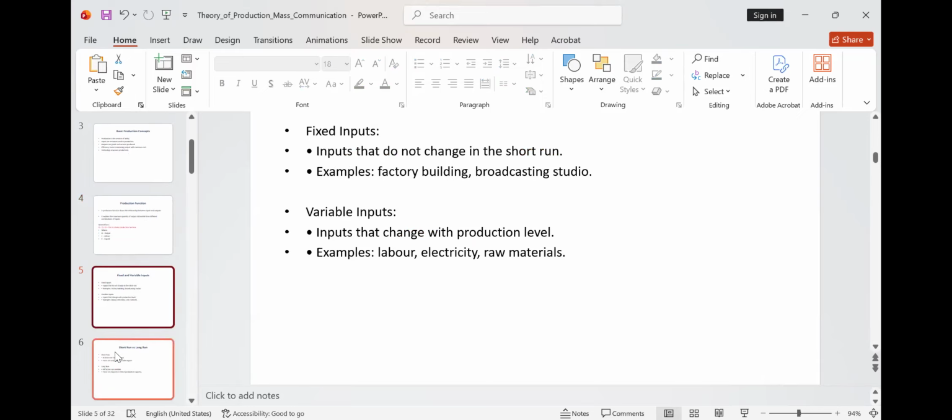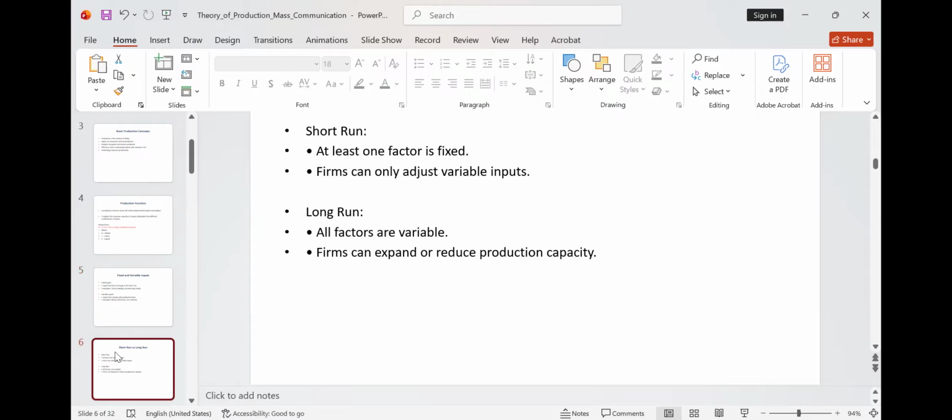Now, what other things we need to know? We need to know that there are some inputs that are fixed and some inputs that are variable. Fixed inputs do not change in the short run. Example, factory building, broadcasting studio. All these are fixed inputs. It's like land is fixed. But variable inputs are the inputs that change with production level. Example is labor, electricity, raw materials, and so on.